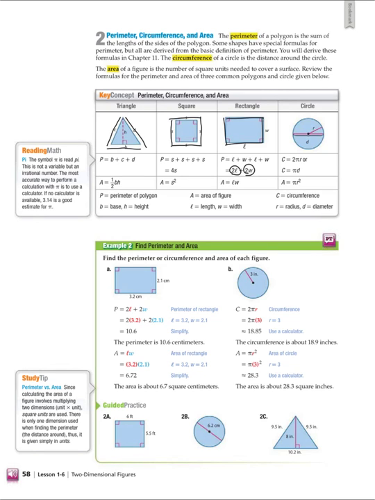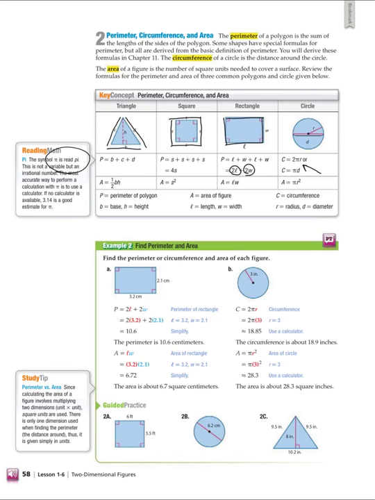And the perimeter of a circle, if you will, is called the circumference. The circumference is found by multiplying the constant of nature, pi, by the diameter of the circle. And a diameter is 2 times the radius. So we've got two expressions for the formula of the circumference that we use a lot.